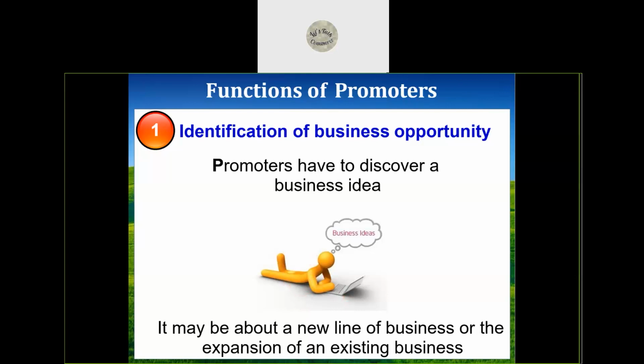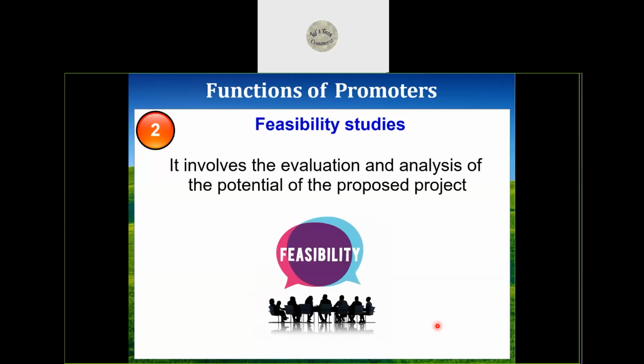Now, promoters have to discover a business idea. It may be about a new line of business or the expansion of an existing business. So they are just thinking about the idea. This is the identification of business opportunity.